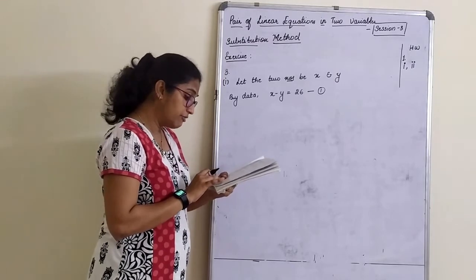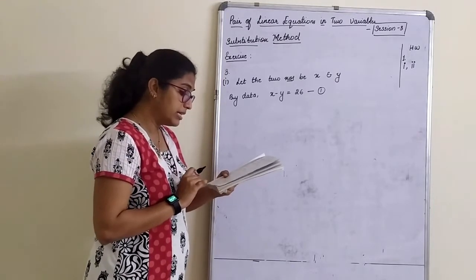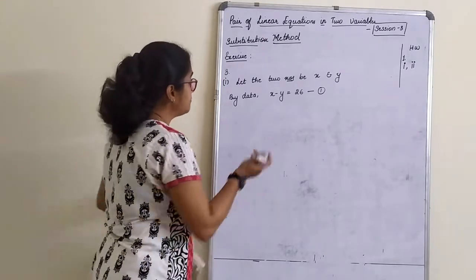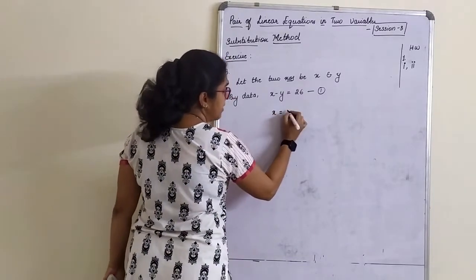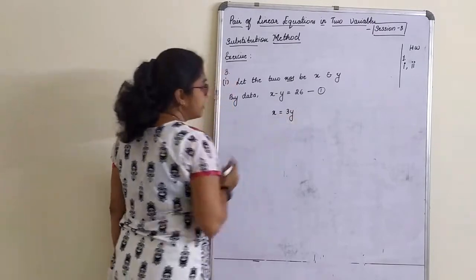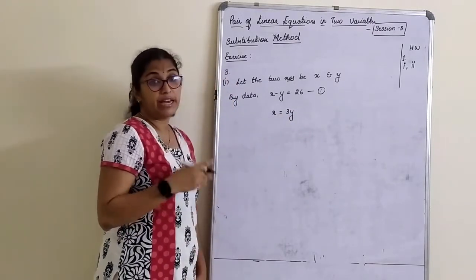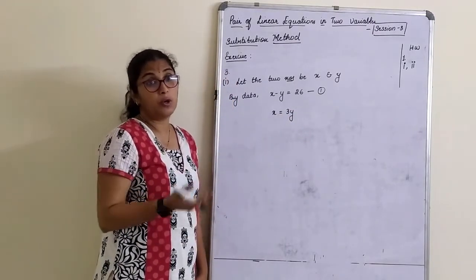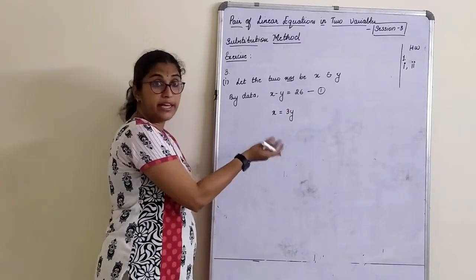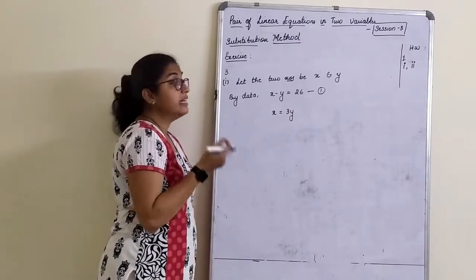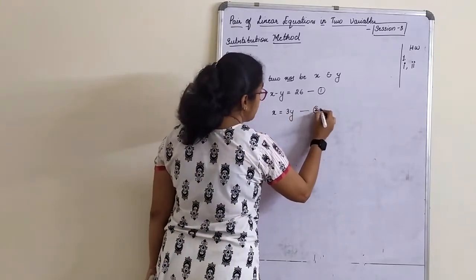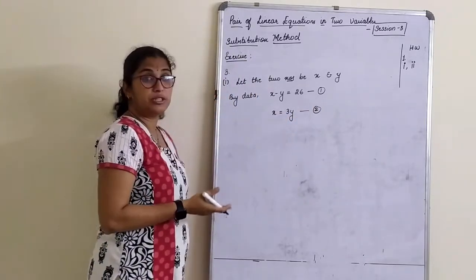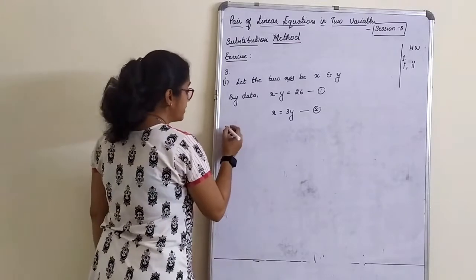Second one, what they have given is, one number is 3 times the other. Any one number is 3 times the other. It can be even y is equal to 3x, or x is equal to 3y. Anything, if one number is 3 times the other. Equation 2. Can we directly substitute here? Yes, that is what we will do.